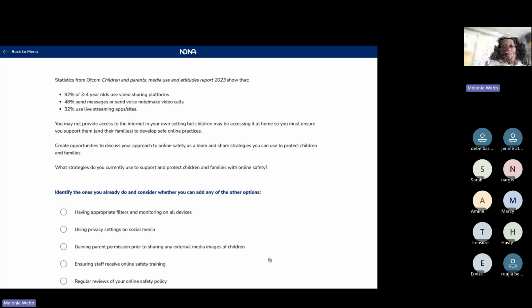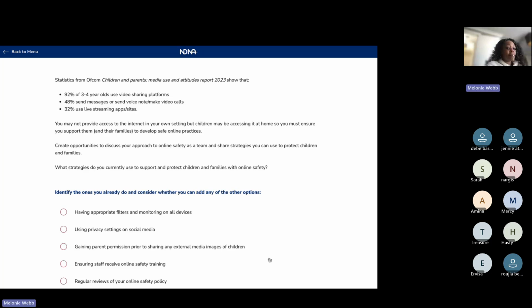Statistics from Ofcom's children and parents' media use and attitudes report show that 92% of 3 to 4-year-olds use video sharing platforms. Just let that sink in. 92% of 3 to 4-year-olds use video sharing platforms, whether that's, I'm assuming, YouTube or Facebook, Instagram. Children have access to that. 48% send messages or voice notes, or make video calls. 32% use live streaming apps and websites.